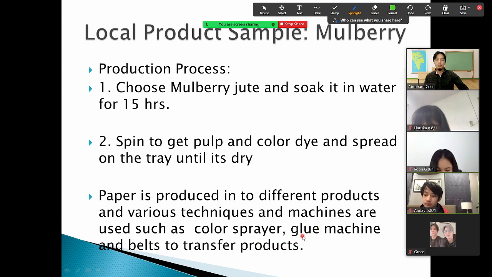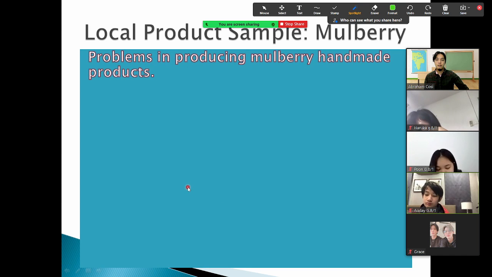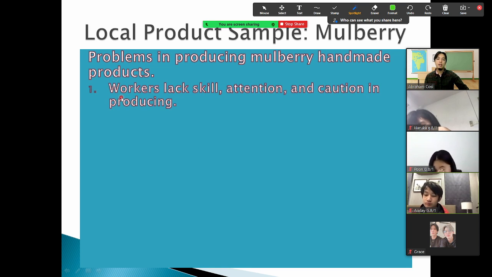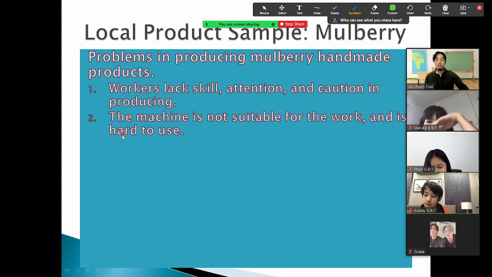We also have other processes like the color sprayer and glue machine. Now we also discussed the problems in making mulberry products. First, the lack of skill, the lack of attention and caution in production. Next, the machine that is not suitable for the work.